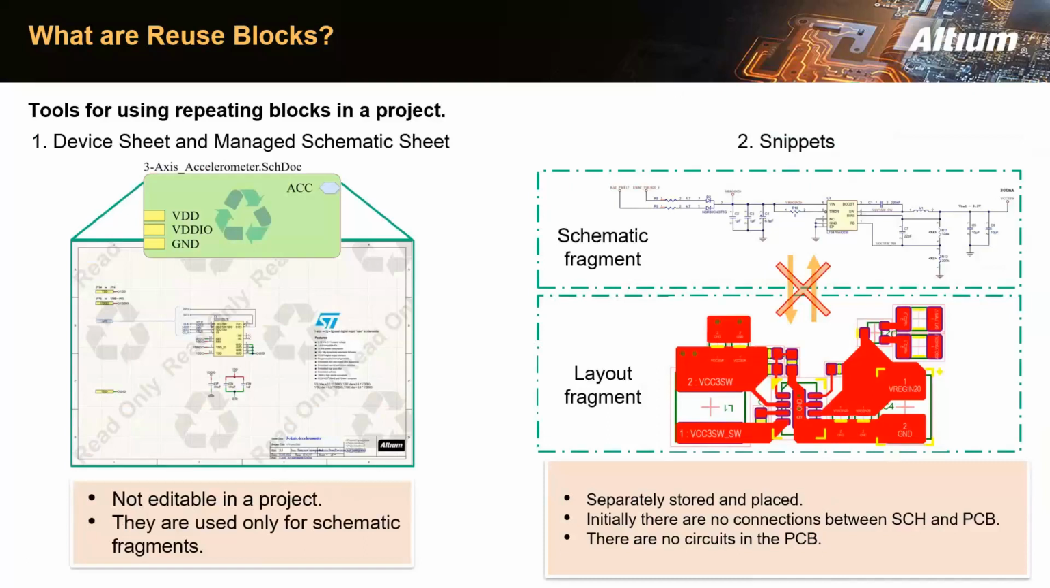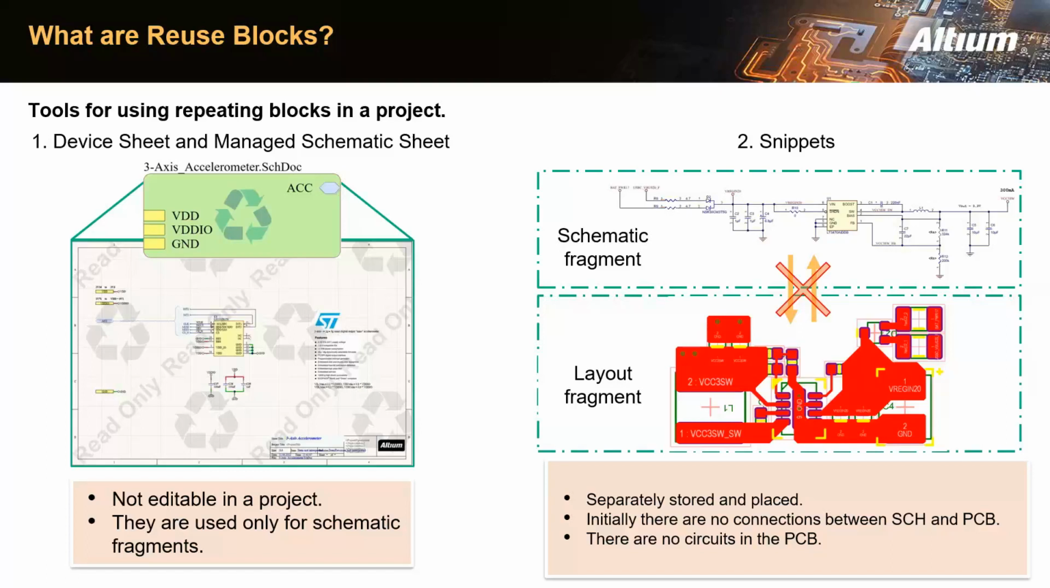Because of that, Altium has existing reuse solutions. There are some differences between them. Let us take a look at the first one, the device sheet and the managed schematic sheet. A device sheet is created and stored as a normal schematic document in a device sheet folder. Rather than being added as a document, it is placed inside the project. By default, device sheets are read-only. This gives confidence to all designers that it is complete and ready to use. Also, it ensures that no other design team member modifies it.